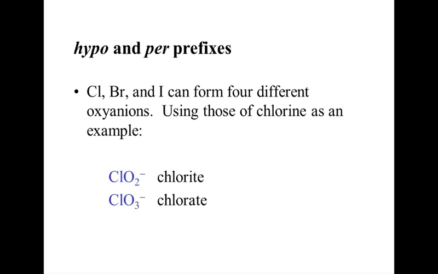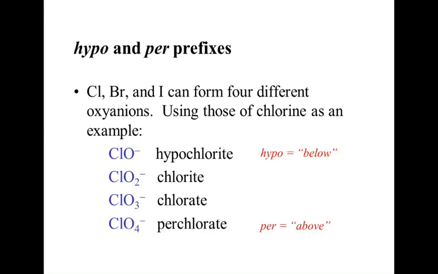In the middle we have chlorite. I'm just picking on chlorine, but fluorine and bromine all do it. Chlorite and chlorate, but we actually have two species that have even less than two oxygens and even more than three oxygens. So what we have to do is add a prefix with our suffix. If you're hypothermic, you don't have much heat. So we would add hypo to chlorite to get ClO minus. That's hypochlorite. Per means extra and above. So we add a per to chlorate to get perchlorate, to get our four oxygens.